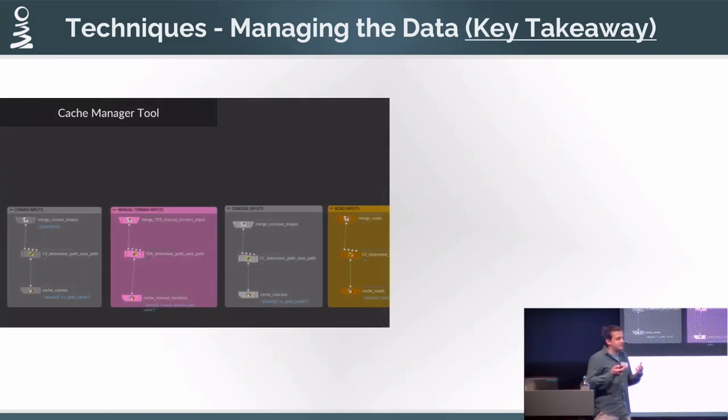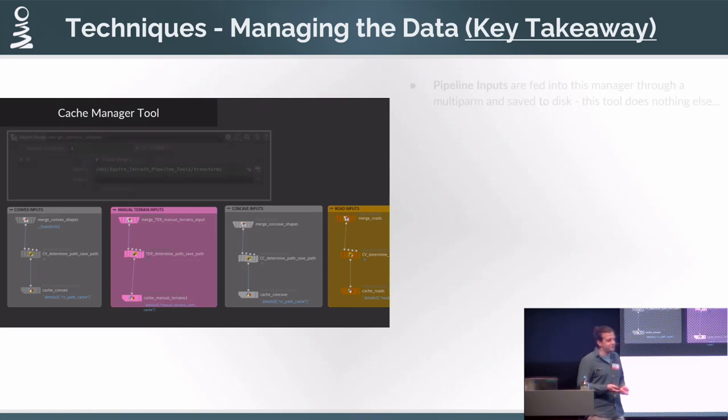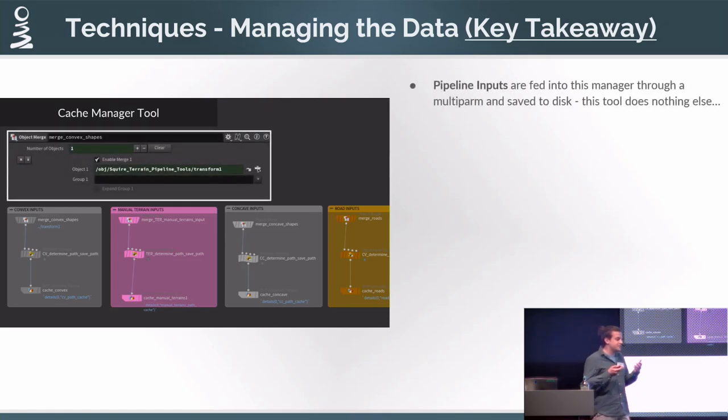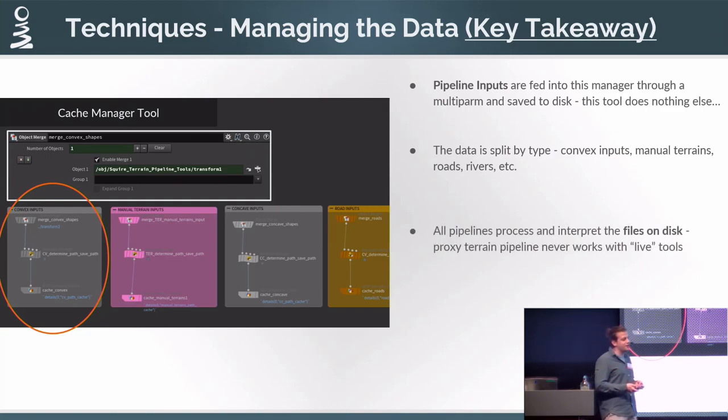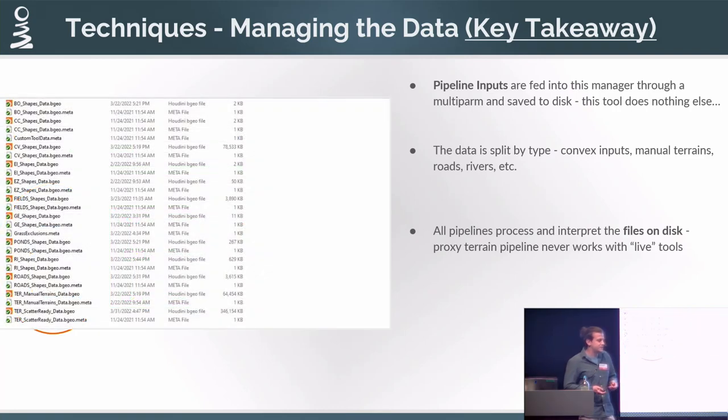The biggest takeaway, at least for me, because I was a novice at the time, was switching from putting the live HDAs into the pipelines to caching them out into files. This is like the simplest tool that I've built. It's like a multi-parm that just takes the HDAs and splits them into files per type. So you can think of the mountain shapes as a file, the roads and rivers as a file, and these files on disk are super standard.